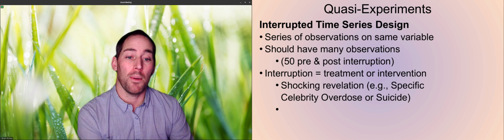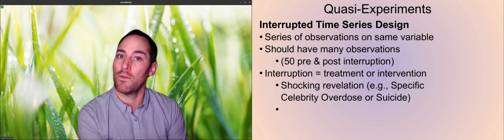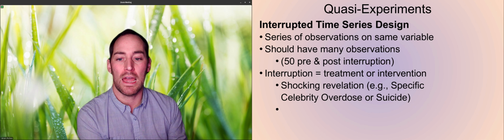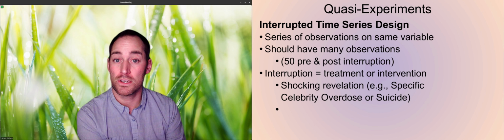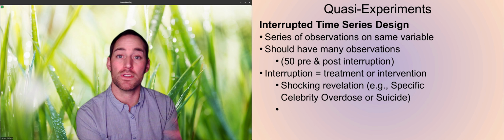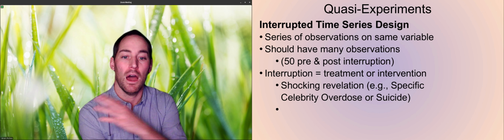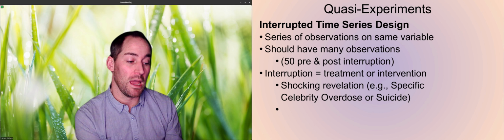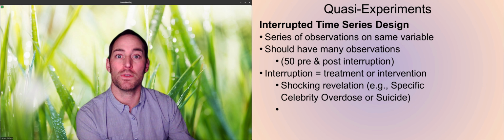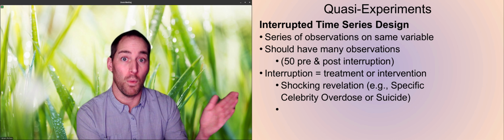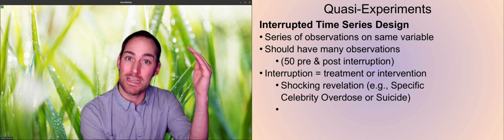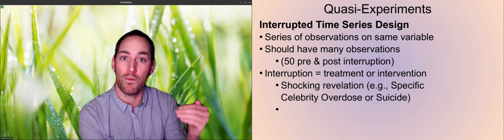Interestingly, when we look at overdoses over long periods of time, when a celebrity tends to overdose or even commit suicide, we often see changes in the behaviors of other people around them. So let's look at the overdosing example. When a popular celebrity ends up overdosing and it gets into the news, oftentimes for weeks and even months, we will see a decrease in overdoses.